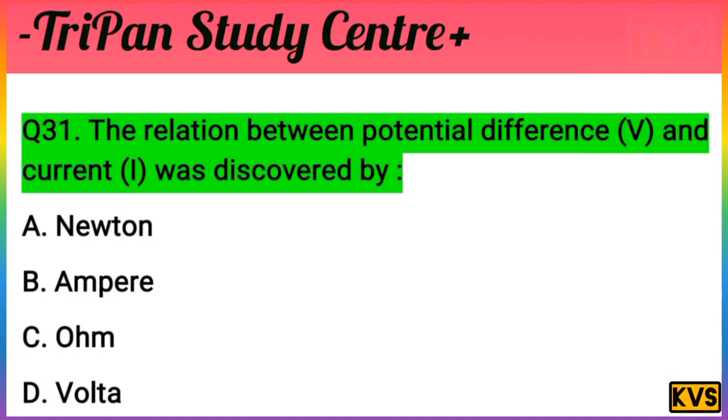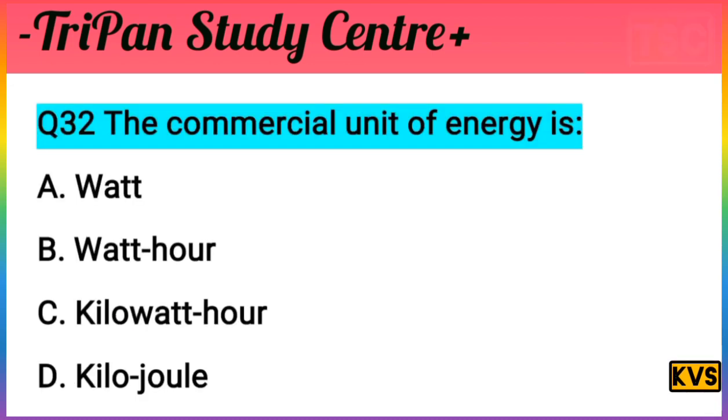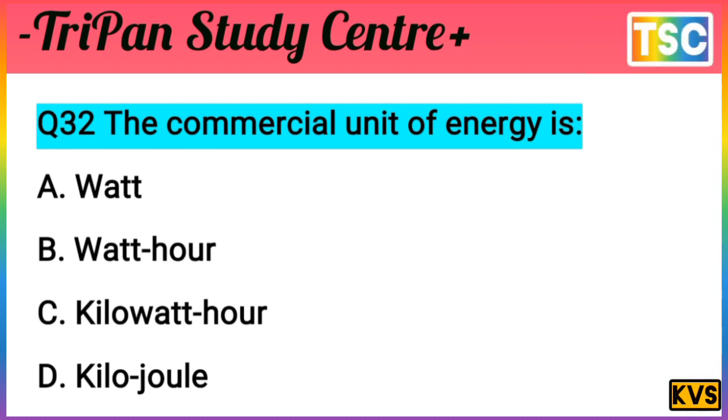That's important here. Let's see the next question on your screen. The commercial unit of energy is: A, watt; B, watt hour; C, kilowatt hour; D, joule, kilojoule.